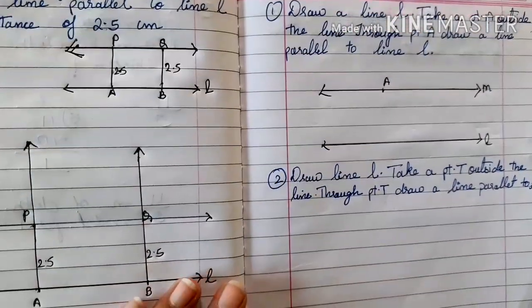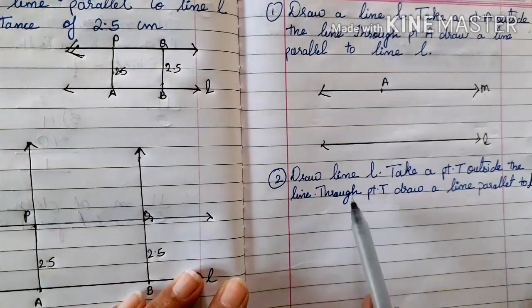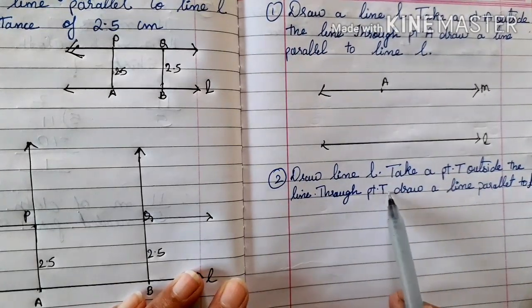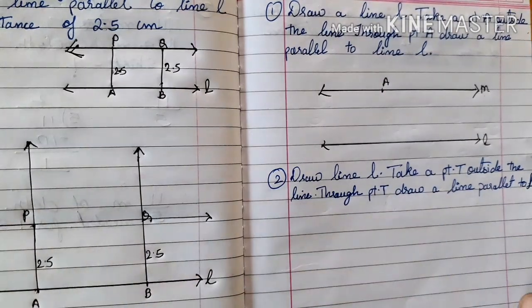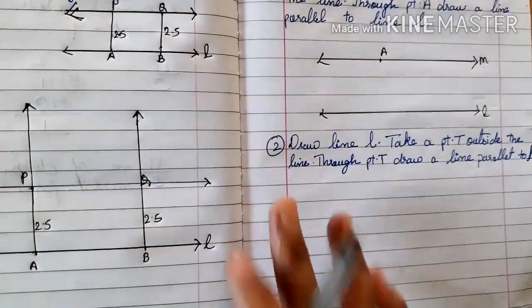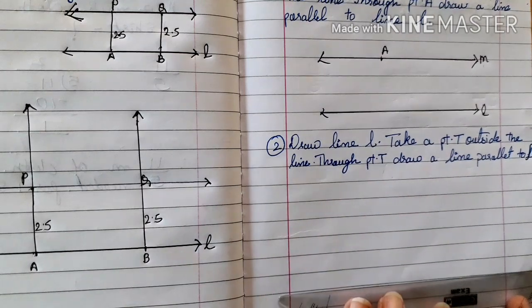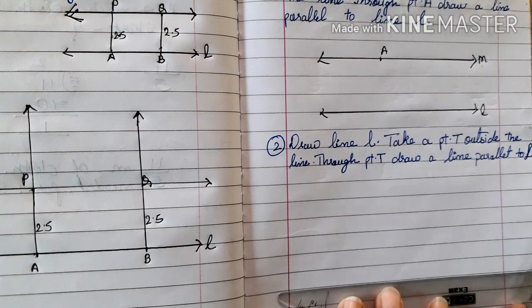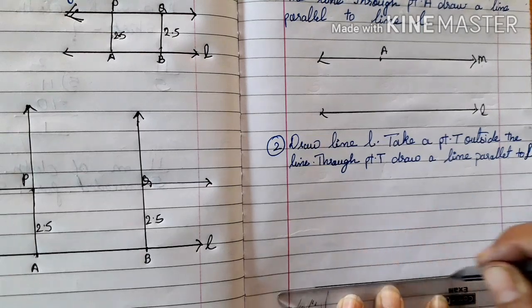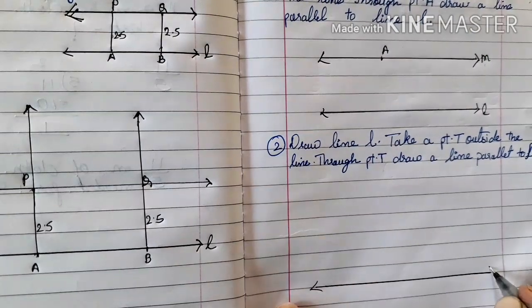The second question was, draw line L, take a point T outside the line, point P, through point T draw a parallel to line L. Now this also, measurements are not given, but we have to draw almost the same figure that we draw in this way. Got it? Measurements are not given. We have to take the measurements on our own in order to make the figure look exactly similar. So take a line which will be line L.